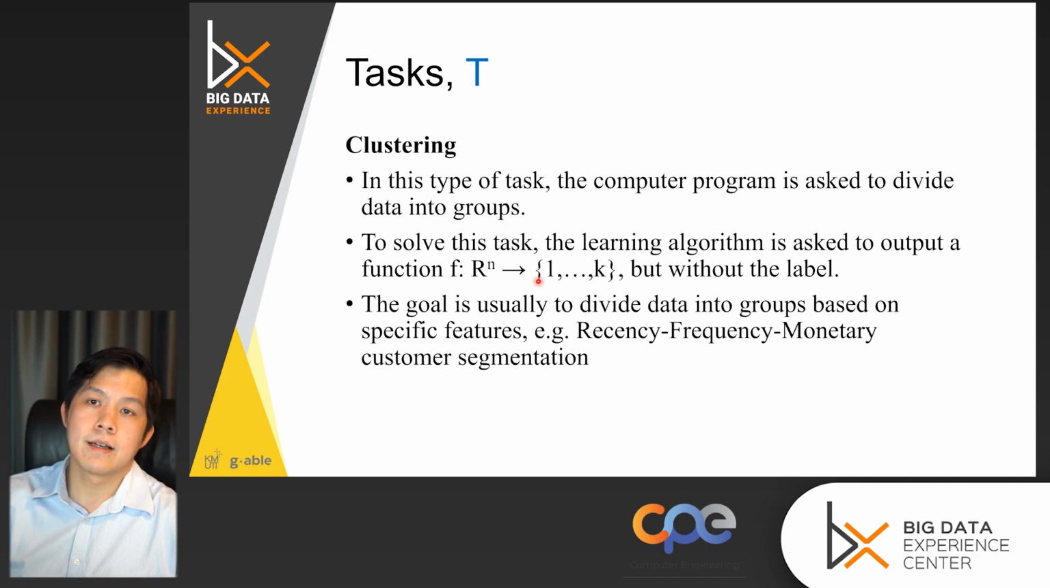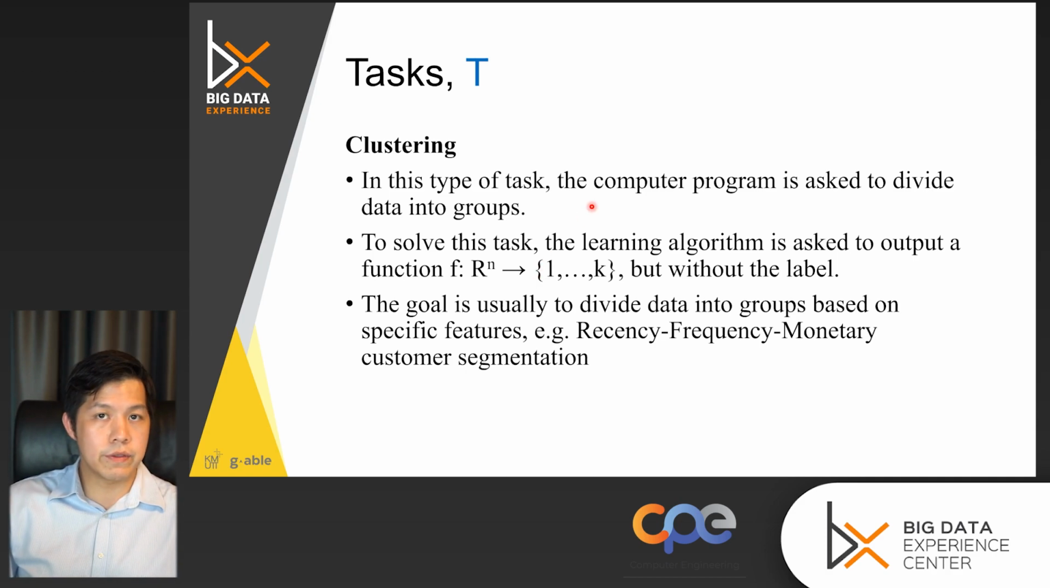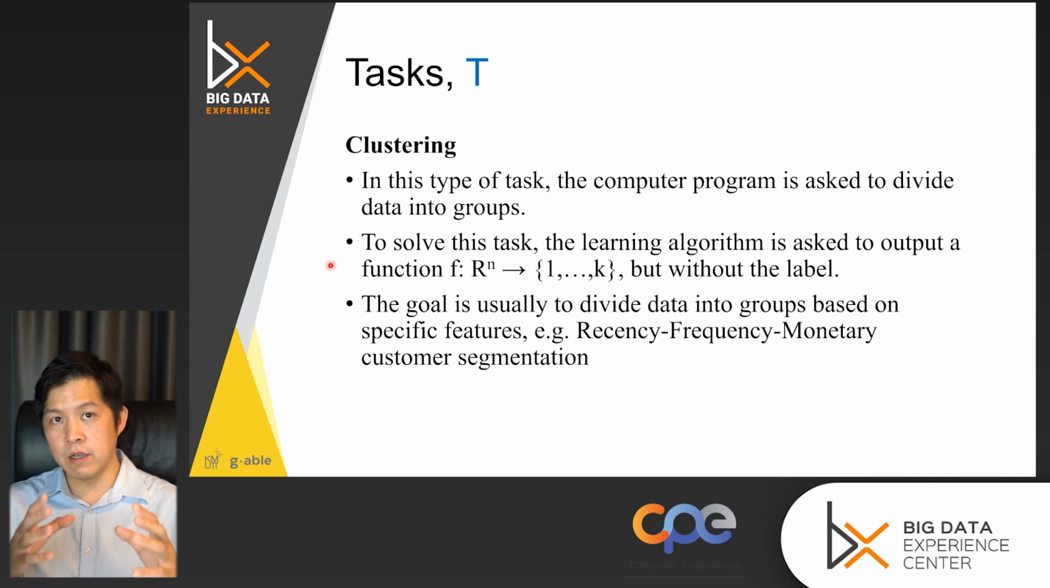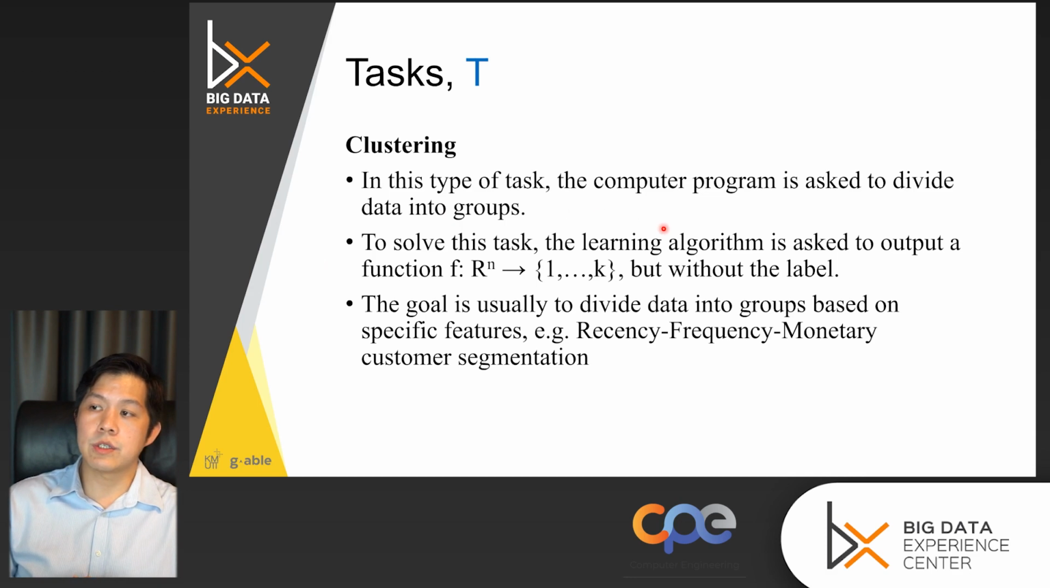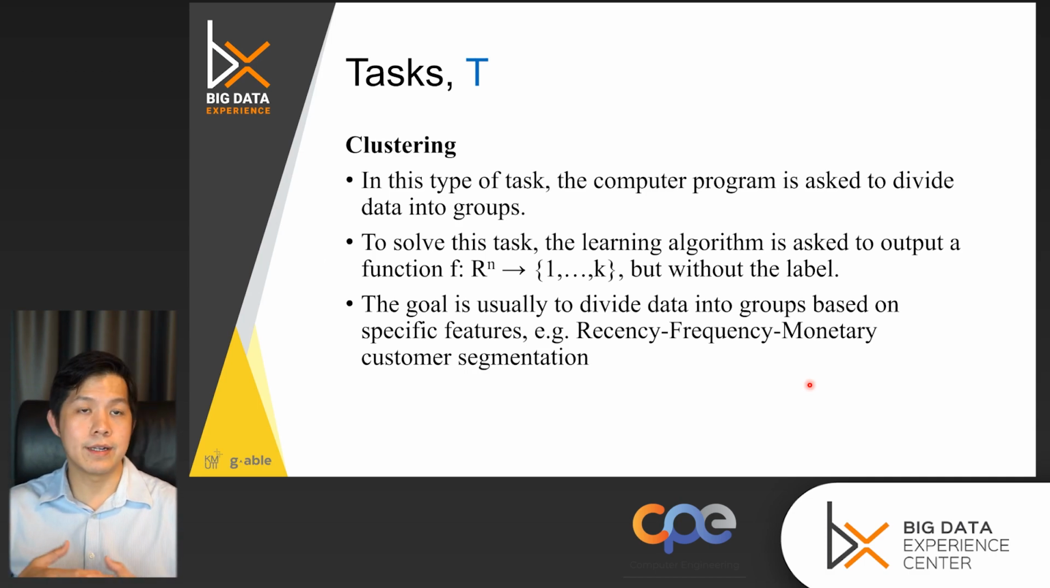Now, how about clustering? Clustering is also another task. We can think of clustering again as a program that divides the data into groups. That's the basic functionality. To solve the division of data into groups, the learner has to map from R^n again to the labels 1 to k, but now we would not know the labels beforehand. So that's the context of clustering. The goal is to divide the data into groups based on certain features, certain patterns in the data. For example, you can divide the data by RFM, recency, frequency, monetary, and then perform customer segmentation to understand the behavior of the customers. Right, this is another task.